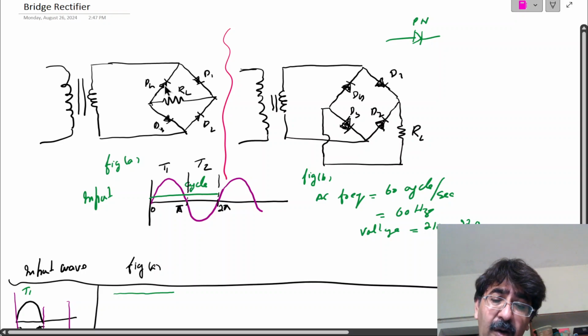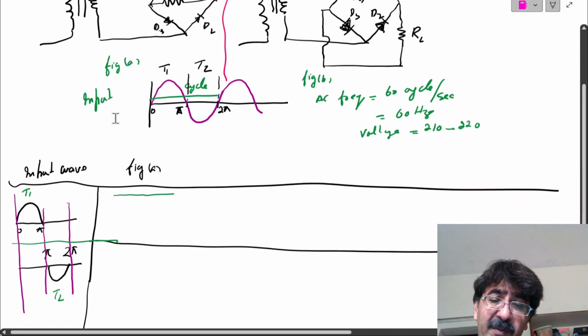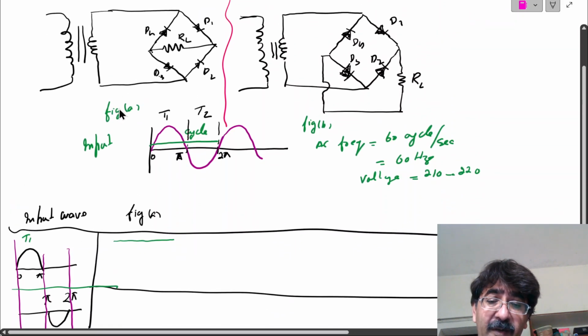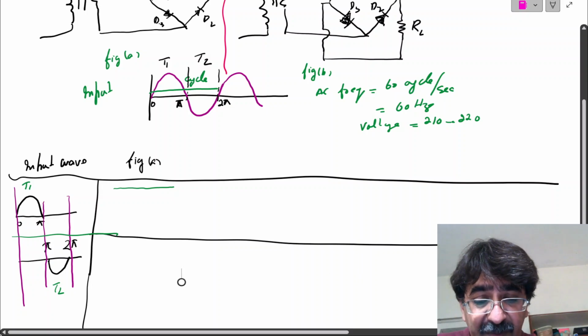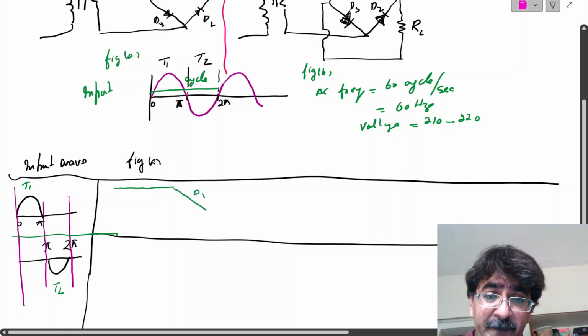So current firstly passes from D1, then load resistance, then D3. So the equivalent diagram will become this way. Firstly, D1 will be treated as a short circuit, so the ripple current will pass through it, and then it moves toward the load resistance.